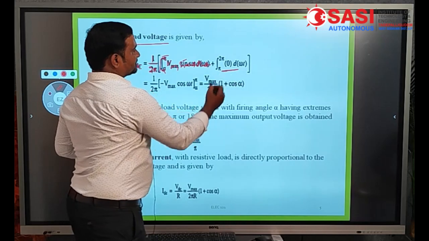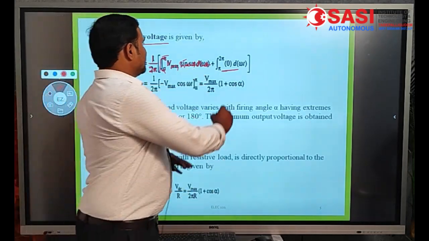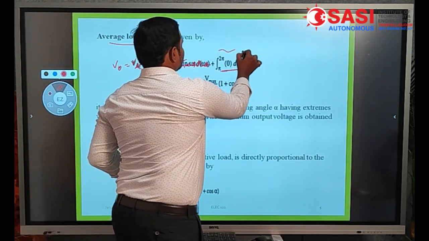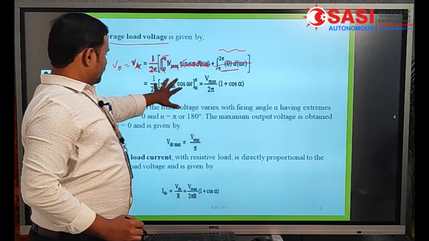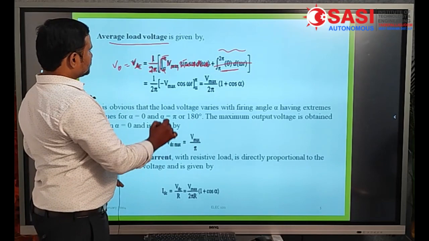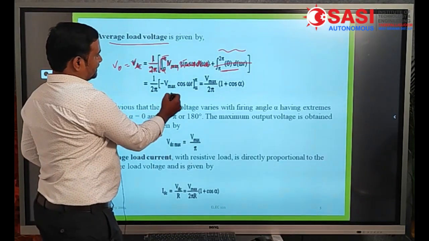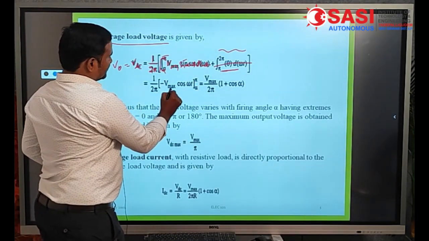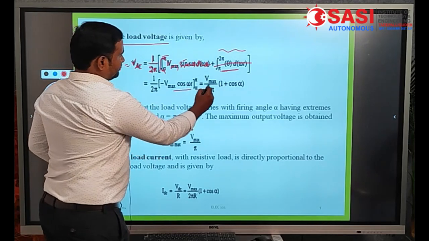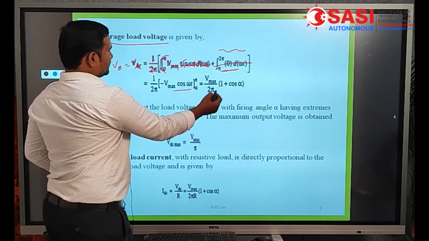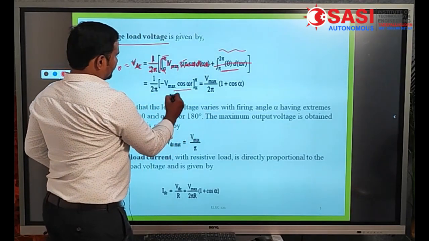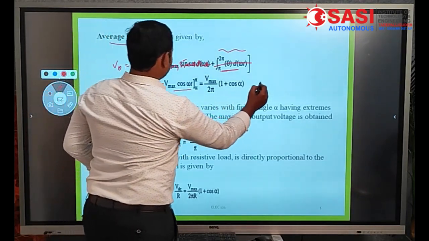So we can take the Vm sin omega t. This one is 0, because from pi to 2 pi there is no conduction of the thyristor, so we will get completely 0. Therefore we will get only 0 to pi. With integration of sin omega t, we will get the cos omega t. Therefore Vm sin omega t, apply the limits alpha to pi, so minus cos omega t.